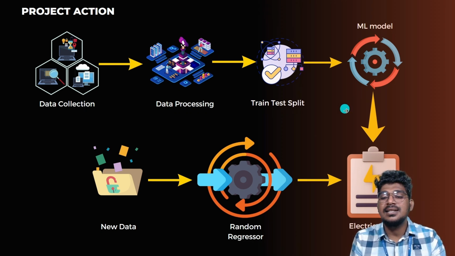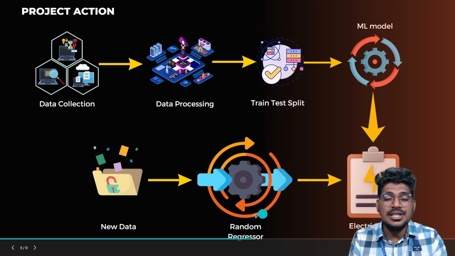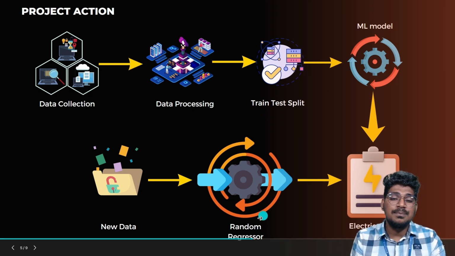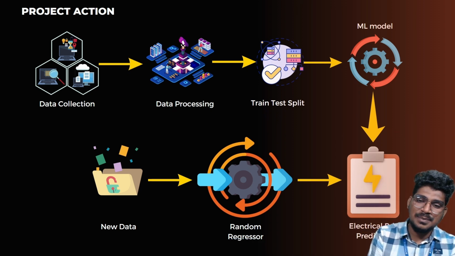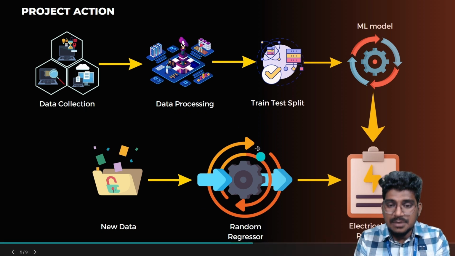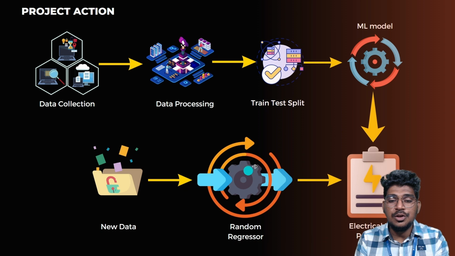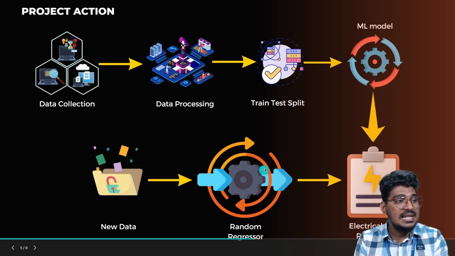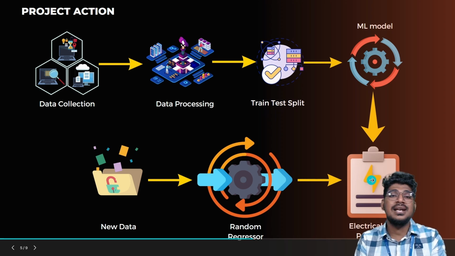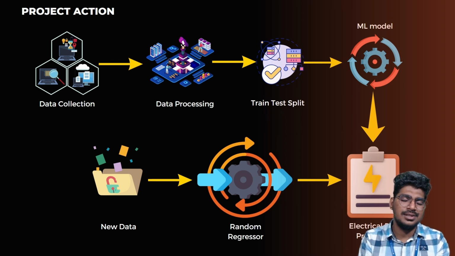Once the training is completed, you can see here when you are going to feed new data to the trained model, that is the random regression model, that particular model will predict the electricity price. That means this is nothing but the trained model. This particular model, when you feed the new data of the electricity price to the system, this random regression will help to predict the electricity price based on the new data. That's very important. These all are the project actions.